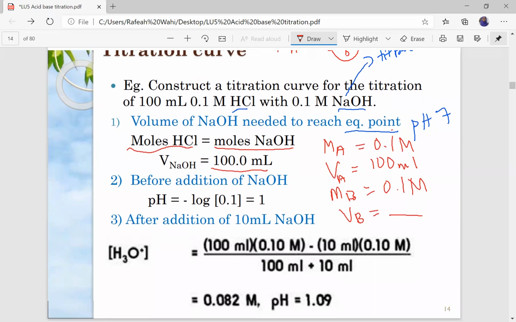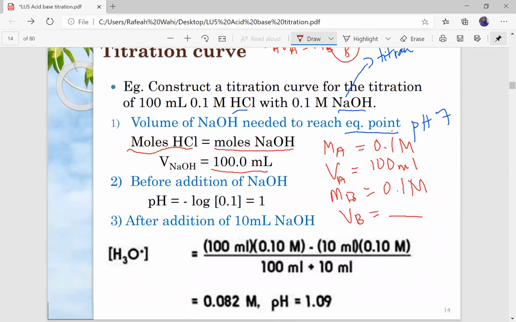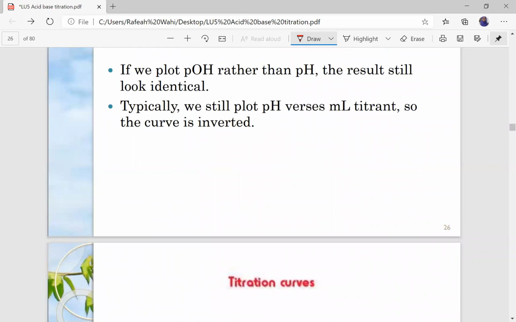Before addition of NaOH, what is the pH? We need to find the pH before addition of NaOH. Before any NaOH comes into the conical flask, it is only the HCl inside. So how do we calculate the pH of the HCl without any addition of NaOH? The pH would be negative log of the concentration of HCl, which is 0.1, equal to pH 1.